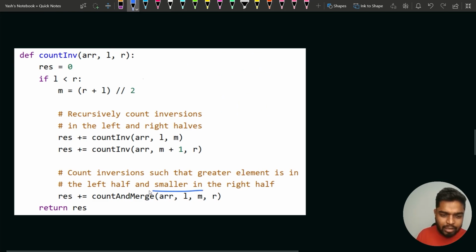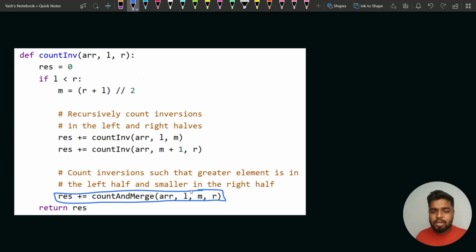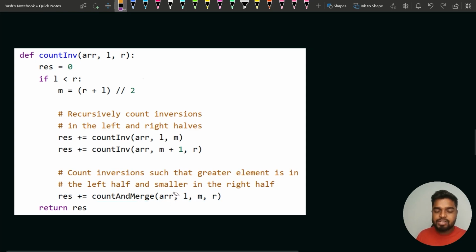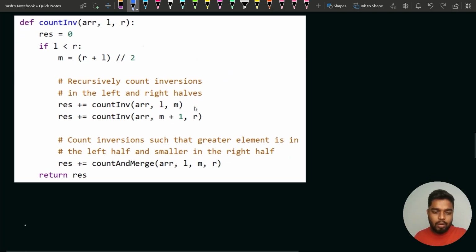This count and merge function will be the same as the merge function in a normal merge sort. This will help us count the number of inversions very easily and efficiently, because earlier, in the brute force approach, we were checking all the possible pairs. That was an n square approach. But here, with the help of sorting, we'll be able to count the number of pairs much more easily without checking all the pairs individually. How can we do that?